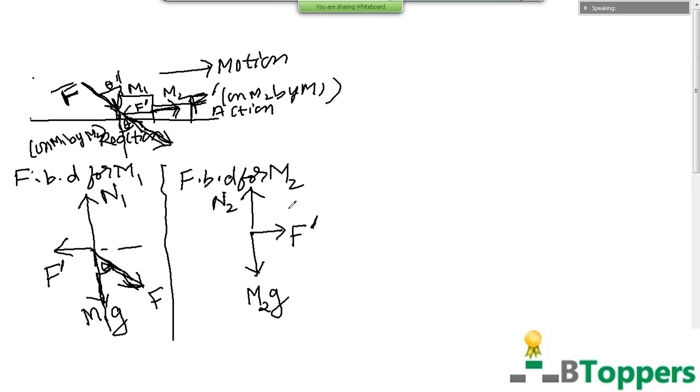So in this case, both the blocks move towards the right with the same acceleration. So I choose the horizontal direction, which is the direction of the motion of each block, as the positive direction of the x-axis, and the vertically upward direction as the positive direction of the y-axis.